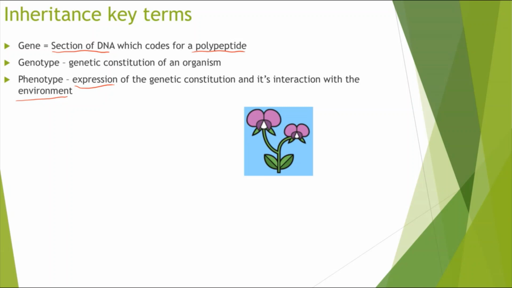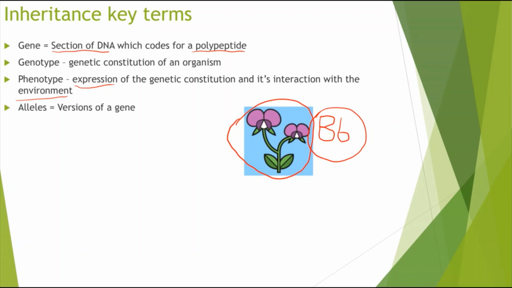So for example, if we have this purple flower and we know the genotype of this is uppercase B, lowercase b, then the phenotype would be the expression of that genotype, so the purple color itself.